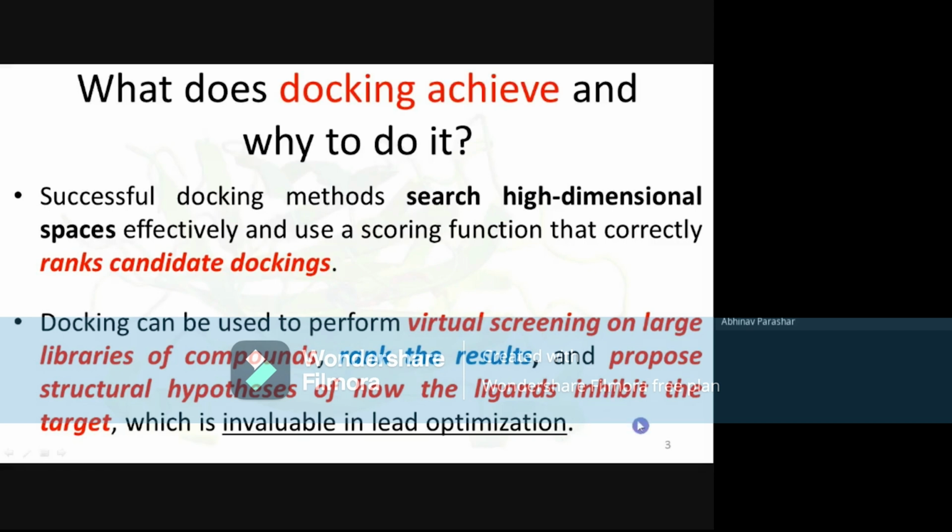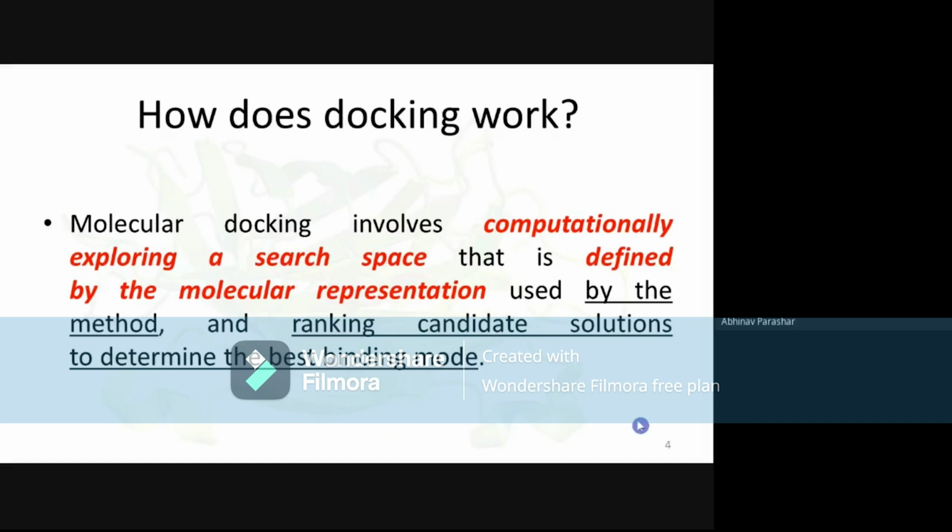Lead optimization is, of course, finding the best ligand for our study. Now, how does molecular docking work? Molecular docking involves computationally exploring the search space which you're going to see. So we try to explore a search space that is defined by the molecular representation used by the method, and ranking candidate solutions to determine the best binding mode. So we are going to explore a certain area, a certain space.